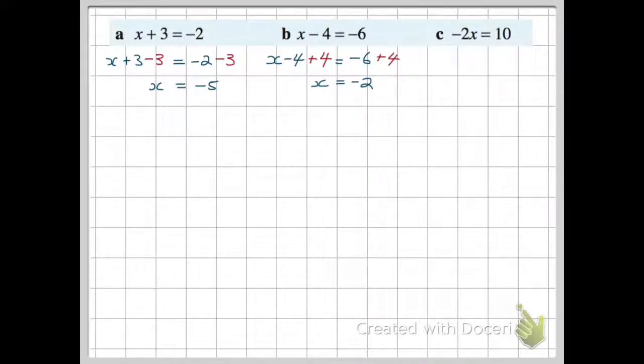In the next one, negative 2 times x equals 10. The inverse of multiplying by negative 2 is to divide by negative 2. So we divide both sides by negative 2. And on the left, negative 2 divided by negative 2 is 1. Those cancel out. When a factor in the numerator is the same as a factor in the denominator, they can be cancelled out. So on the left is x equals negative 5. 10 divided by negative 2 is negative 5. Remember that a positive divided by a negative is a negative.